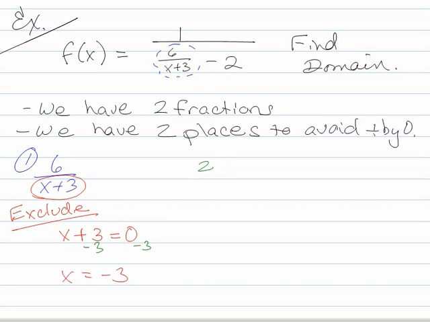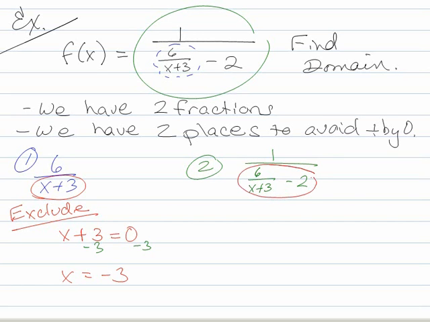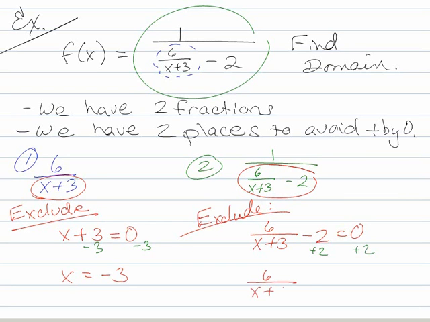Now for the second one, I'm going to examine the whole thing. I've already taken care of this one over here on the left, so now I'm just going to focus on the whole denominator, the entire fraction. And I want to exclude where 6 over x plus 3 minus 2 is 0. I'm going to solve for x. So I've got 6 over x plus 3 equals 2.